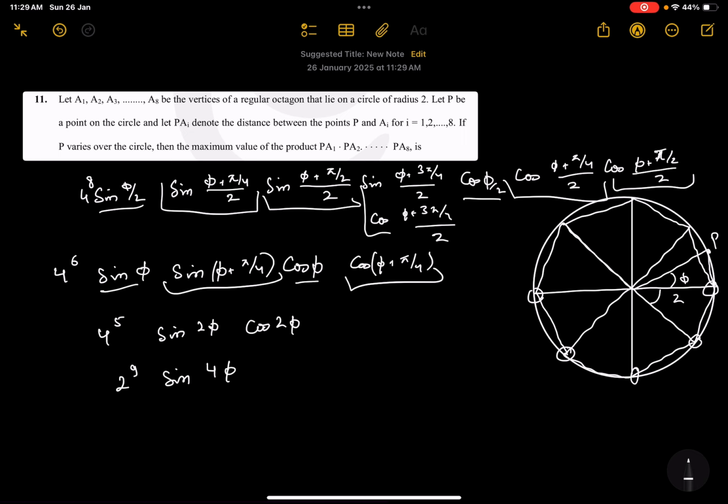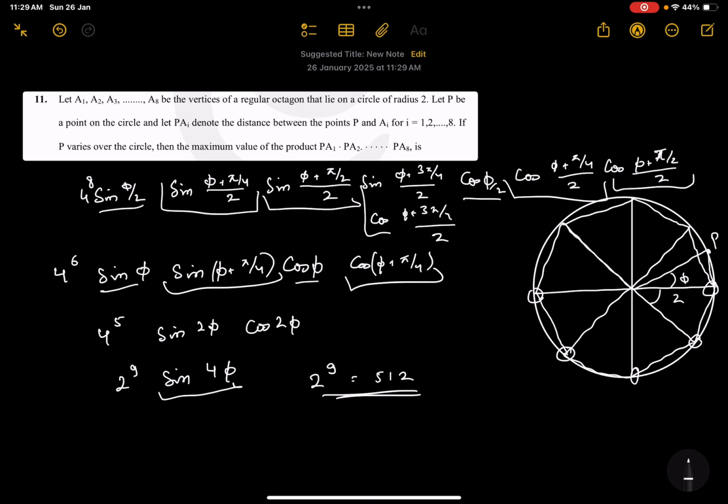So the maximum for this is when sine 4 phi is 1. So the maximum is when sine 4 phi is 1, and the answer is 2 to the power of 9, which is 512.